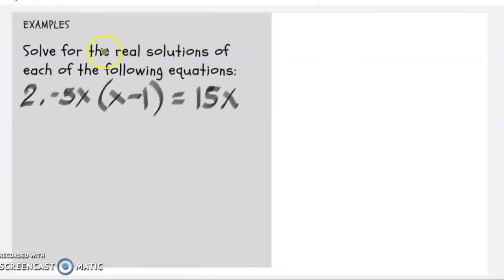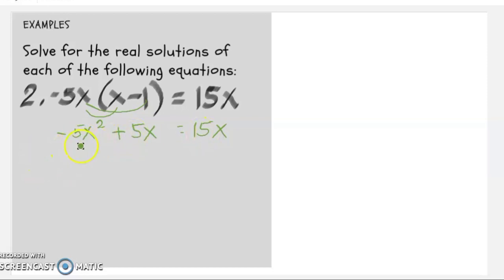Okay, let's have some more examples. Number 2, negative 5x times the quantity x minus 1 equals 15x. Distribute first. So, negative 5x times x is negative 5x squared. Negative 5x times negative 1 will become positive, so positive 5x equals 15x.